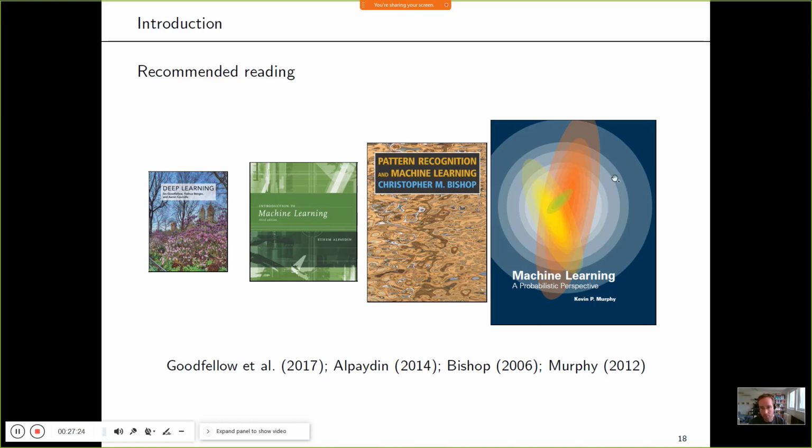So these are all books that I recommend. But you find millions of other texts on machine learning. But to really get into the subtleties, I recommend these two latter books, and to get a first overview, I recommend these other two books.